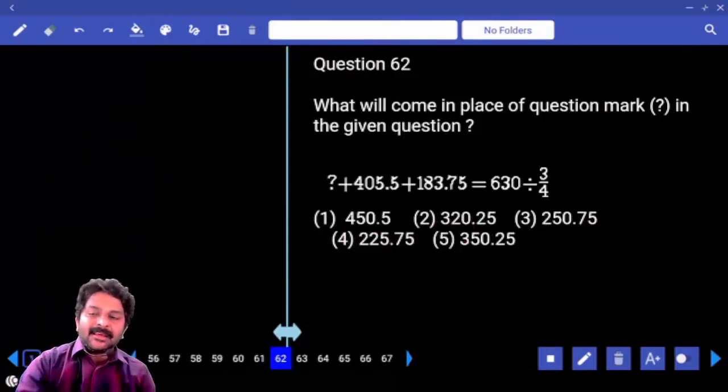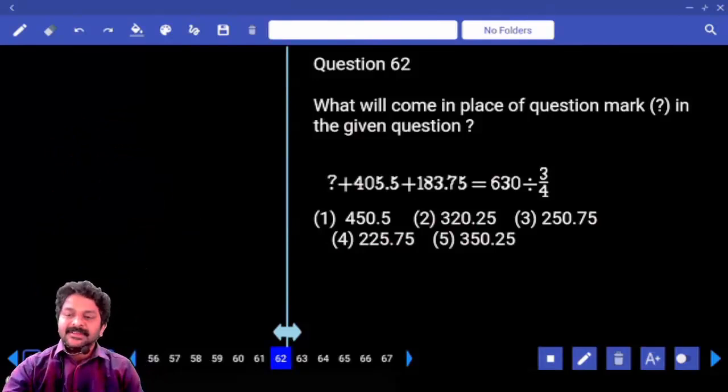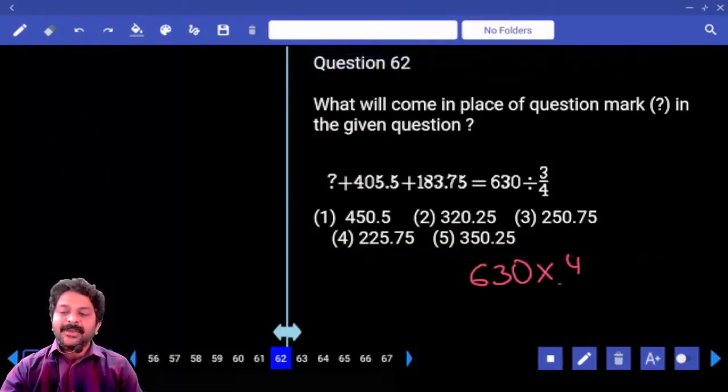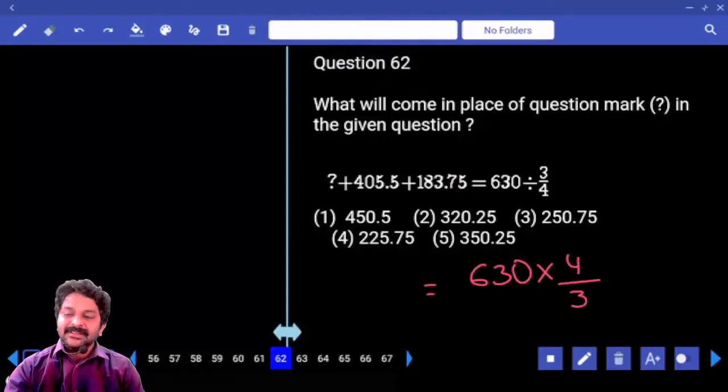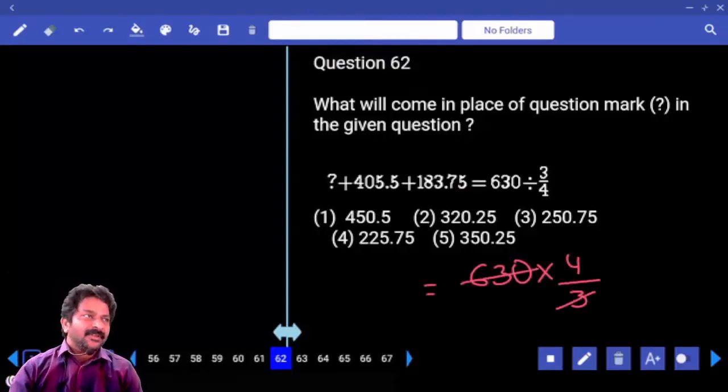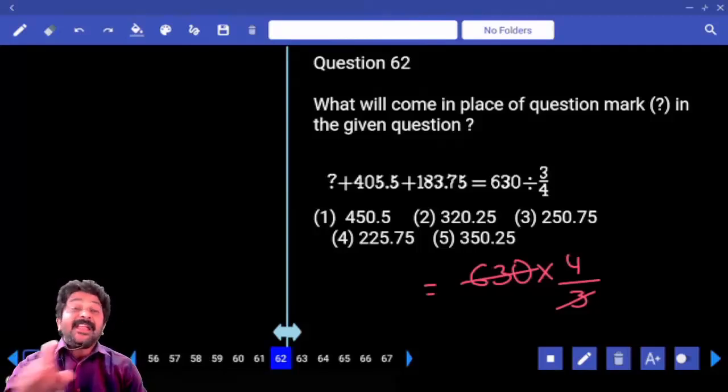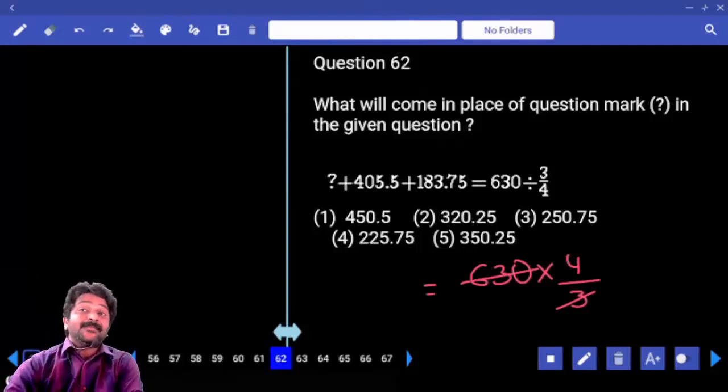Now look at the right hand side number first. 630 divided by 3 by 4. Can we write it as into 4 by 3? Yes. So 3 how many times? 2 10 times. 2 10 into 4. Right hand side entire number ends with? Right hand side entire number ends with 0.